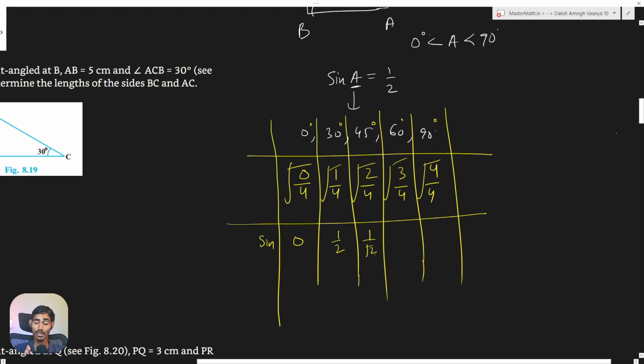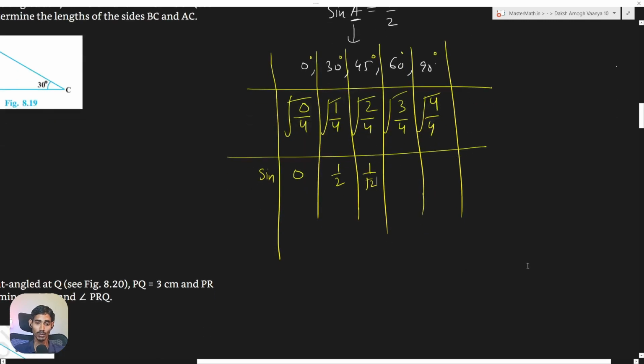If anyone is having any doubt, please stop me because I need to speed up a bit. Root 3 by 4 is root 3 by 2. We can't simplify 3 and 4. This is going to be 1. Zubair, is that okay? Yes, sir. So 0, 1 by 2, 1 by root 2, root 3 by 2, 1.